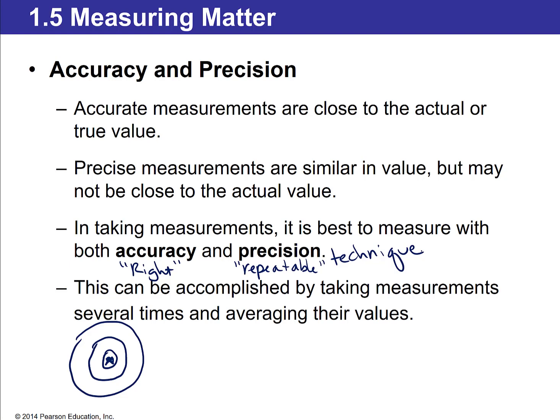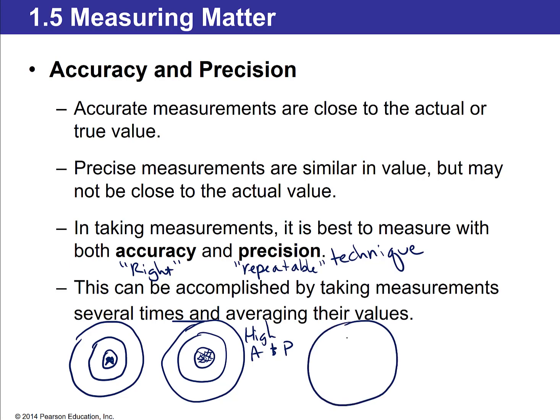If you were precise, though, you would hit the same part of the target over and over and over again. So in theory, you could do this. And you would say that that person has high accuracy and high precision. So that's both. That they have good technique and all of their equipment works perfectly, so they're getting the right answer.